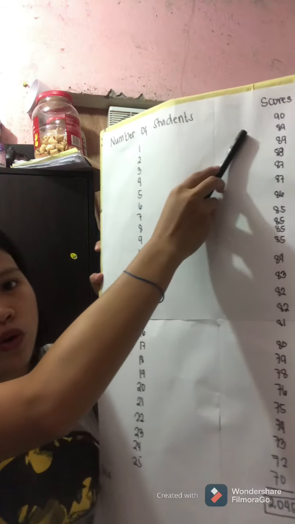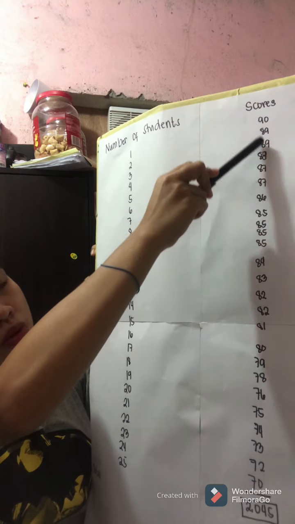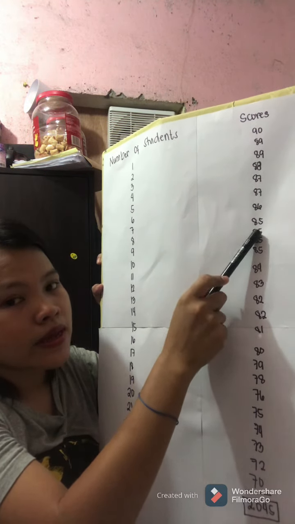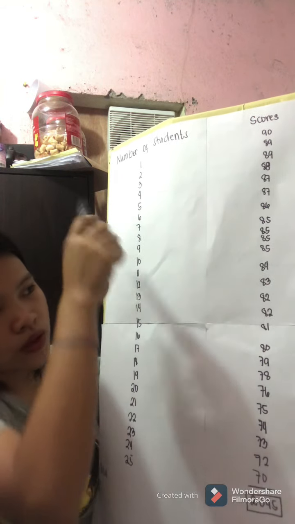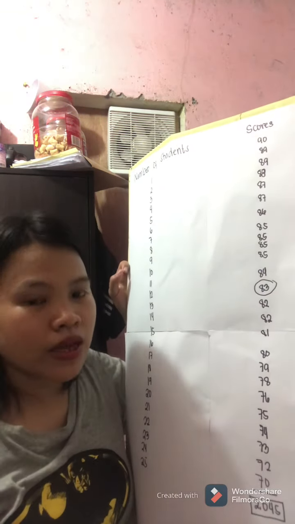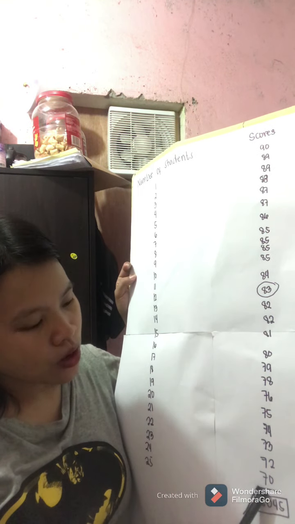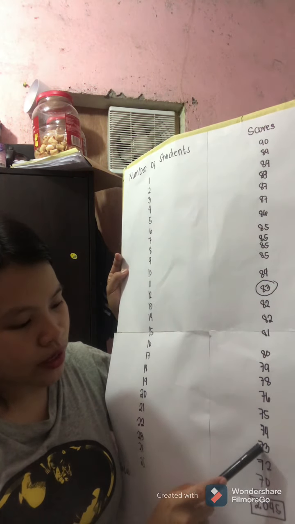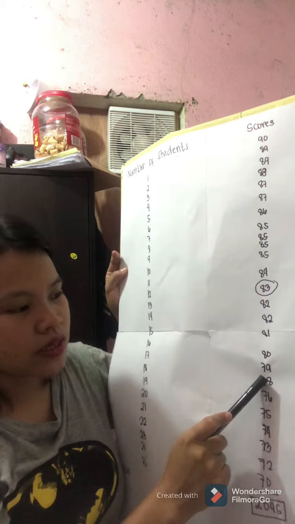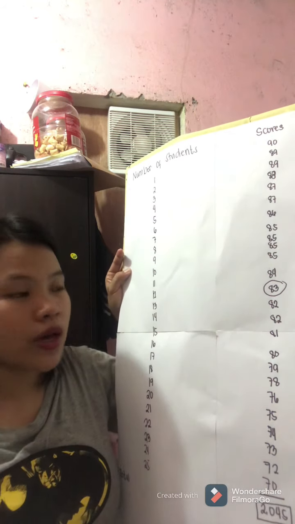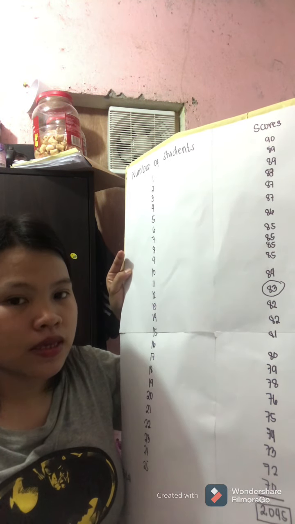We are going to start at the 90. 1, 2, 3, 4, 5, 6, 7, 8, 9, 10, 11, 12. So we ended at 84. So we're going to encircle this 83. We're going to count again another 12 from down to up. 12, 11, 10, 9, 8, 7, 6, 5, 4, 3, 2, 1. So our median is 83.